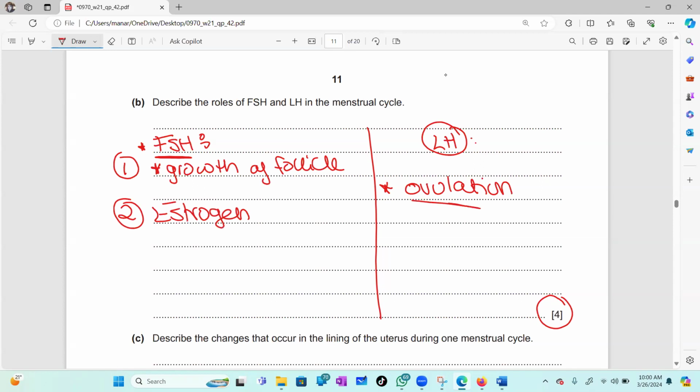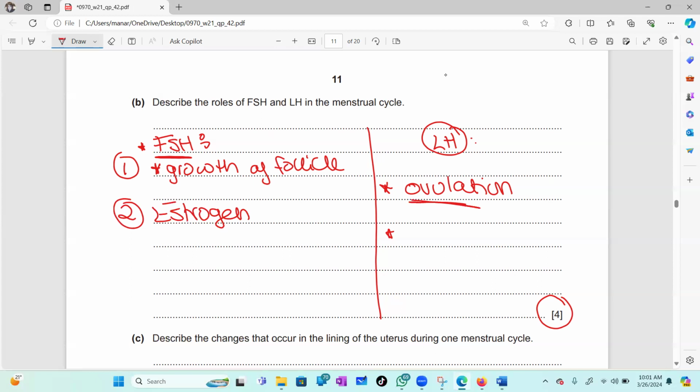Luteinizing hormone, it helps in ovulation, correct. After ovulation, Layla, what happens to the yellow body? What does it produce? It produces the progesterone, I think. Exactly. So this was the second piece of information that you needed to write about the luteinizing hormone, that it produces or it results in ovulation.